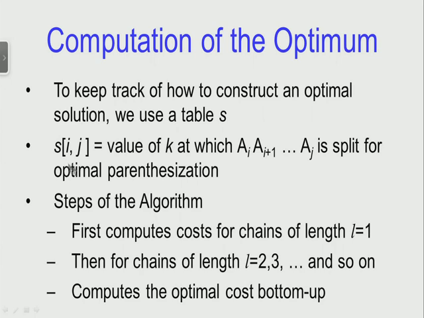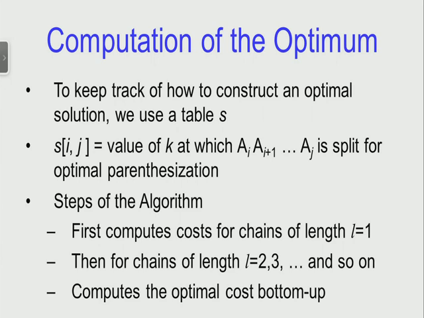To do this, we introduce a second two-dimensional array which we call S. S stands for split, and we refer to this two-dimensional array as the split table. The split table tells us where to split a chain. In other words, S of i comma j is that value of k at which the chain Ai to Aj is split for an optimal parenthesization.